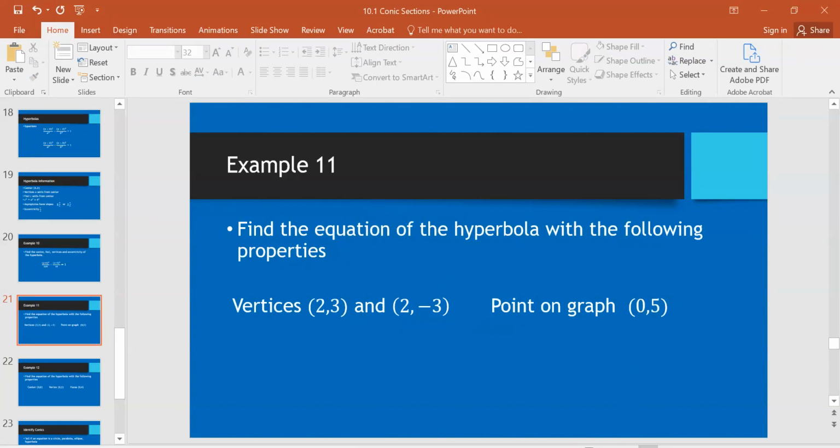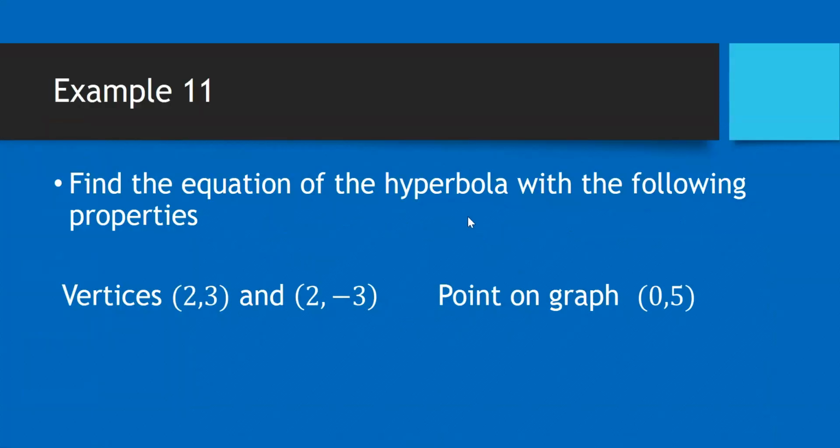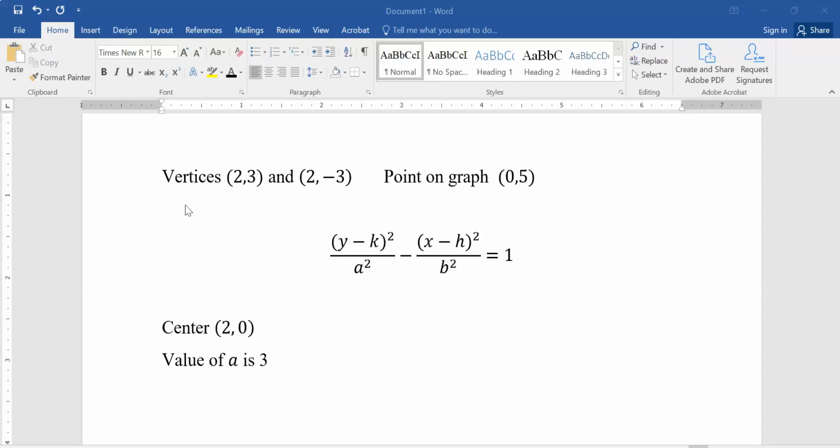The next question asks you to find the equation of the hyperbola with vertices (2, 3) and (2, -3), and having a point on the hyperbola of (0, 5). That's a method we haven't done so far, so that's going to be an interesting one. Push pause, try to think through how you would end up with vertices of (2, 3) and (2, -3), and a point on the graph of (0, 5). All right, so hopefully you went ahead and did that.